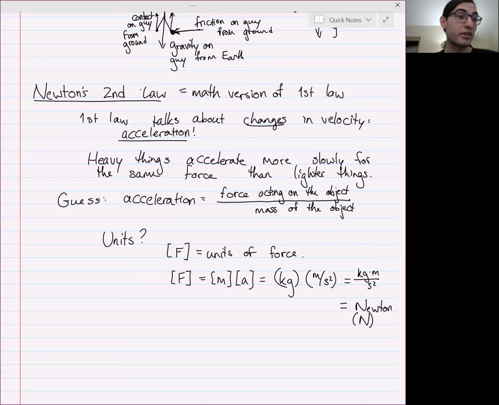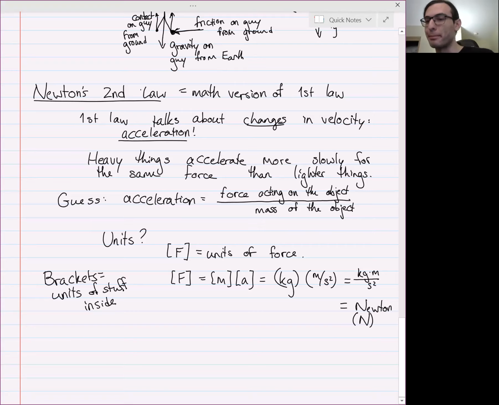And so the point is that this is why it's in brackets. The parentheses are just regular parentheses. Brackets mean equal units of stuff inside. That's what brackets mean. So if I put an M for mass inside square brackets, that spits out kilograms, because those are the units of mass.